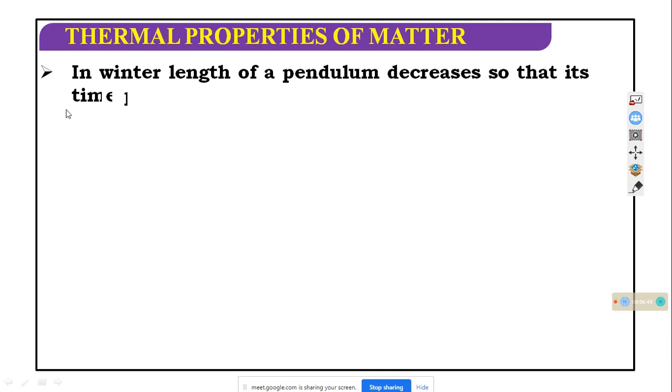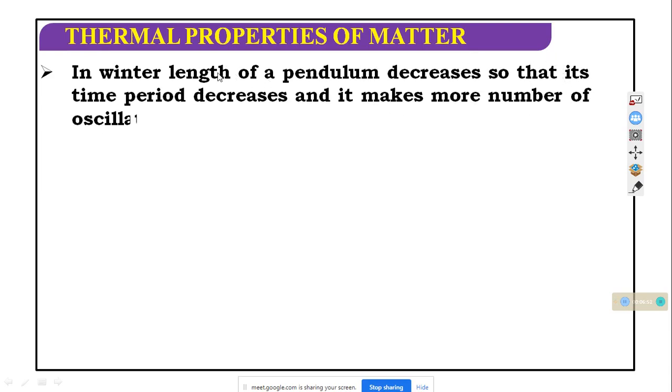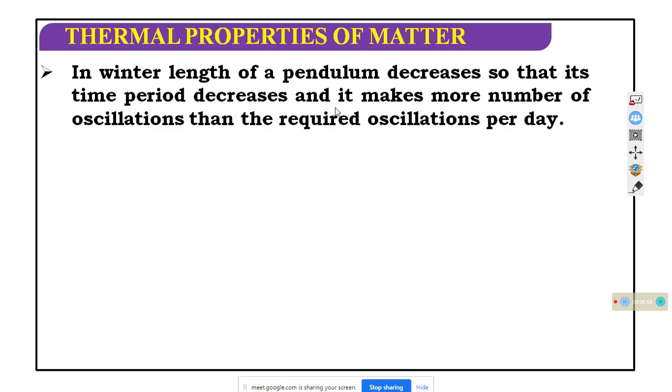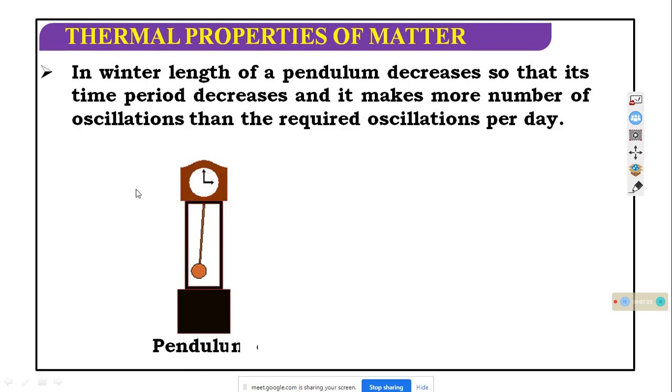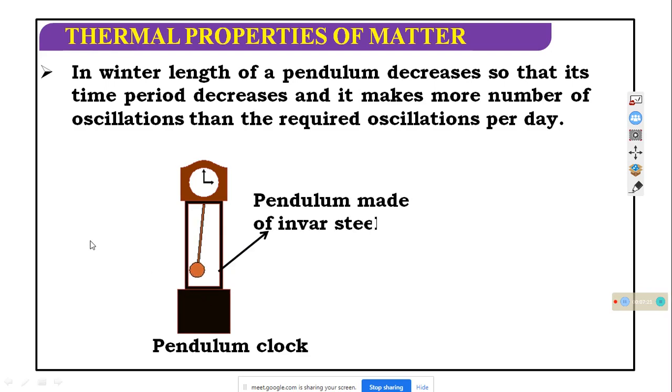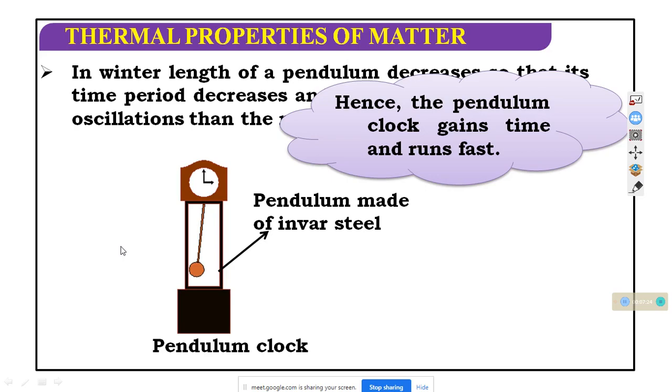In winter, the length of the pendulum decreases, so the time period decreases and it makes more oscillations than the required number per day. In winter the pendulum clock takes more oscillations as the length decreases, and in summer the length increases, so it takes fewer oscillations. The pendulum clock gains and runs fast.